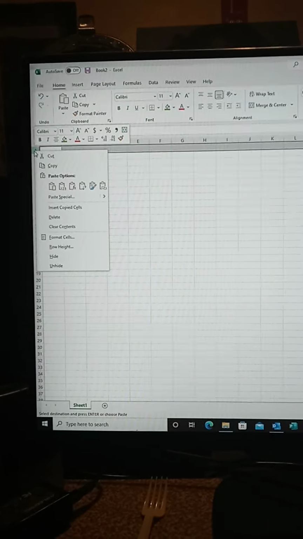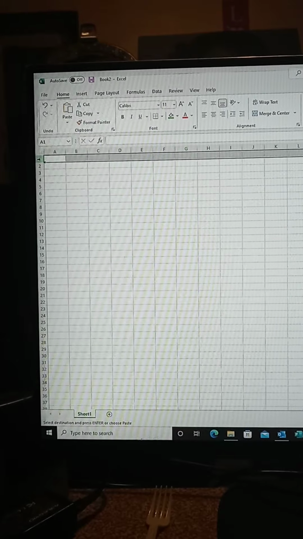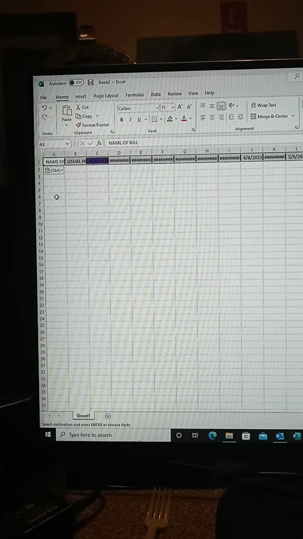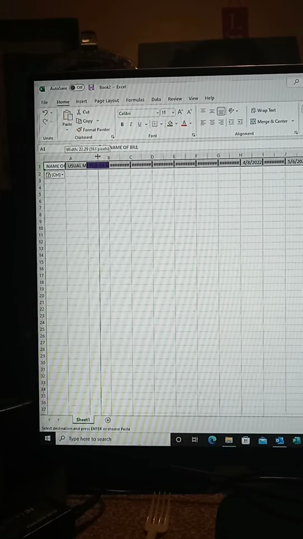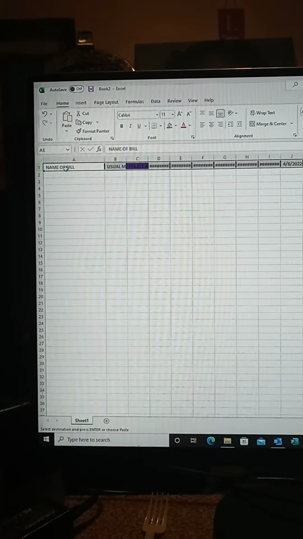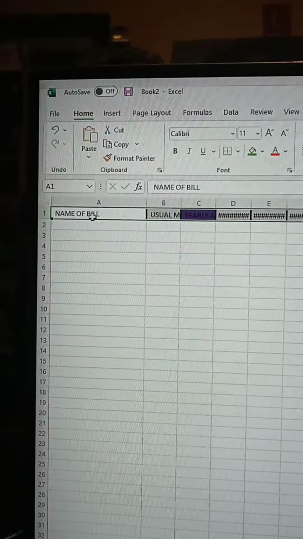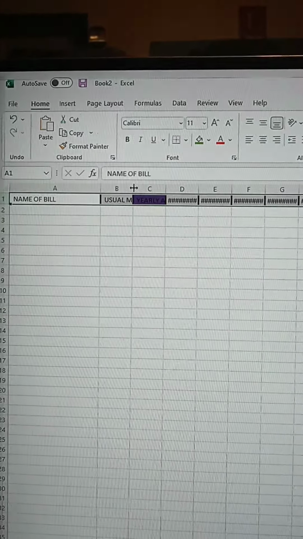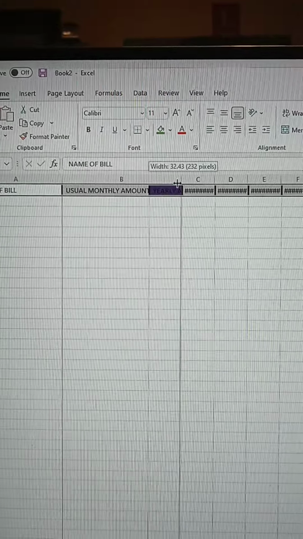The first thing we want to do is put name of bill. Don't worry about that other stuff. I just went ahead and did that. So anyway, the first one you want to put name of bill. And then the next one, you want to put the usual monthly amount.